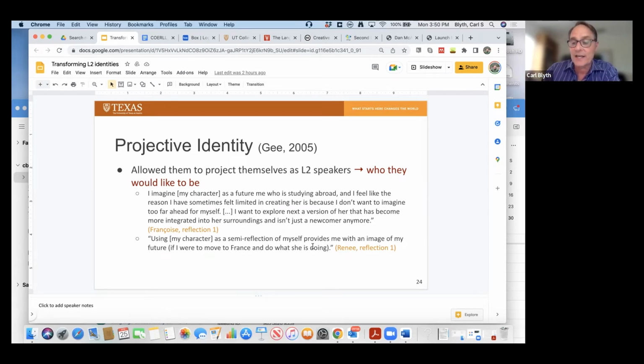in Marie-Lise's class. So Françoise says, "I imagine my character as a future me who is studying abroad, and I feel like the reason I have sometimes felt limited in creating her is because I don't want to imagine too far ahead for myself. I want to explore a version of her that has become more integrated into her surroundings." So they did talk a lot about how they were using their characters as a foil to their own personalities, or as a means to play with their own identities.